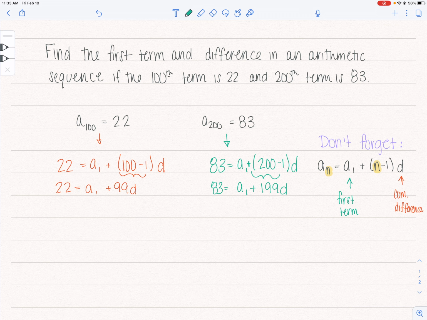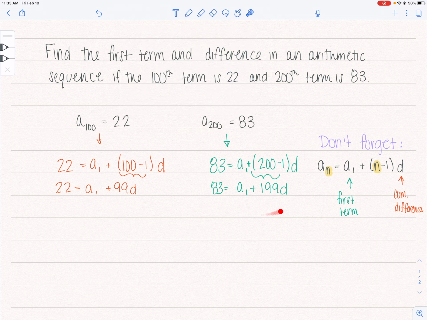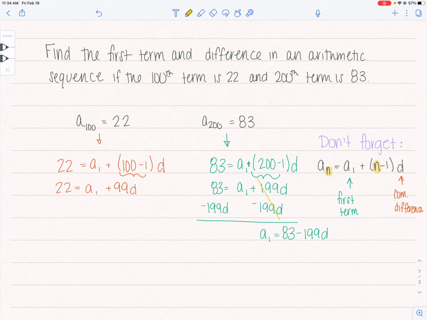So what I'm going to do, and I just picked one, is solve this equation for A1. So I said minus 199D on both sides, minus 199D, which will give me A1 is equal to 83 minus 199D, because those cancel. And then I just flip that order around.